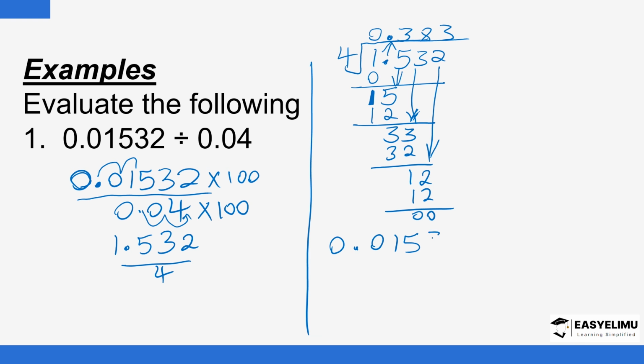So it then means that 0.01532 divided by 0.04 should be equal to what we got up there. That is 0.383.